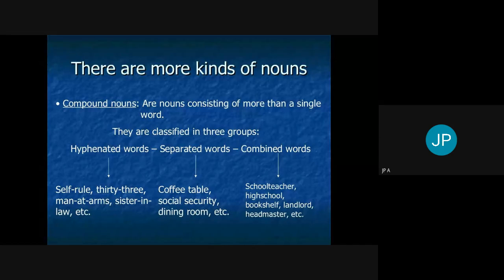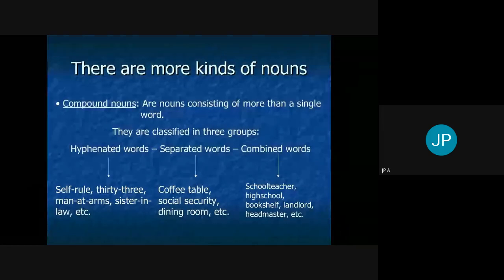There may be separate words: coffee table, timetable, social security, dining room, etc. They are all compound words, but they are separate. And they can also be combined, like schoolteacher, highschool, bookshelf, landlord, headmaster, etc.